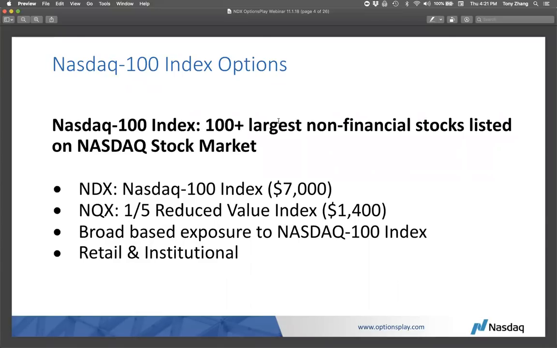And these two indices are exactly the same. They track the exact same index. Just one is 1/5 the value, which is a smaller contract size for those of you trading smaller accounts. So for many of you that are here that are probably more retail or self-directed accounts, you may be trading more NQX, and for those of you that have larger accounts or institutional type trading, you might be trading NDX, but they track the same thing. And these two index options provide you with broad-based exposure to the Nasdaq-100 index, suitable for both retail and institutional traders.